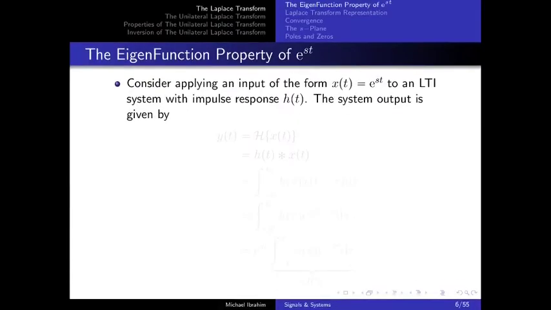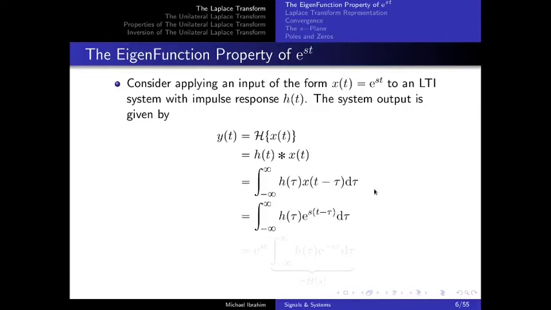So let's move back to our slide over here. Considering an input signal of the form e^(st), we need to find the output y(t). Applying the input x(t) to the system, or the system H operating on the input, we will do a convolution as we have learned in the previous chapter, which is the integration from minus infinity to positive infinity of h(τ) x(t minus τ) dτ.